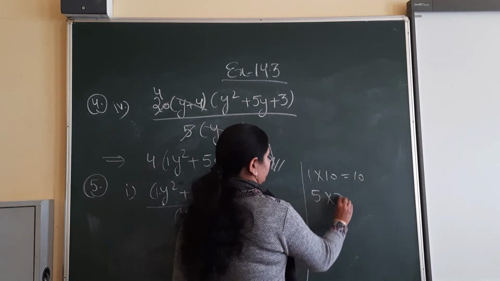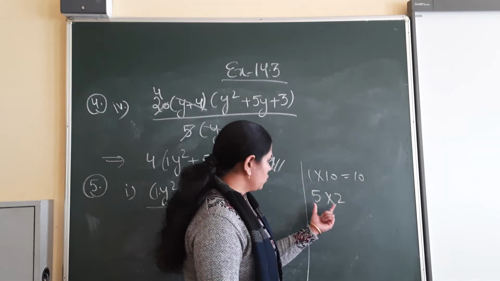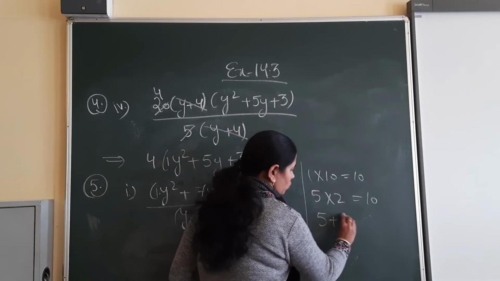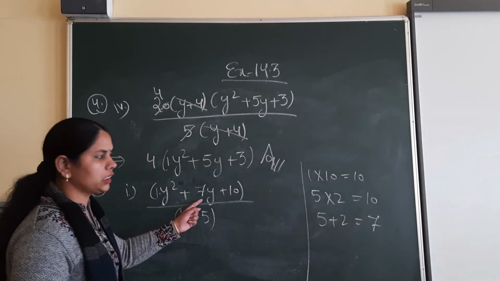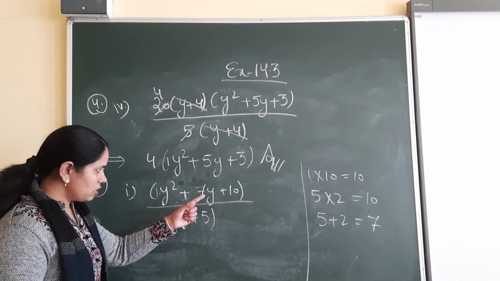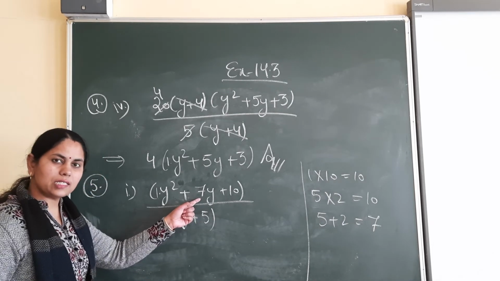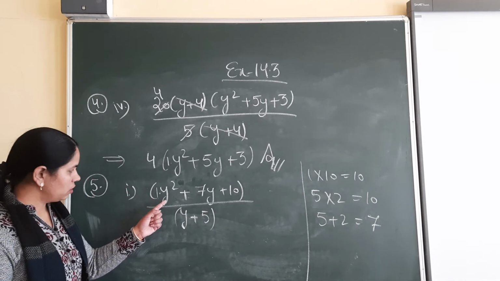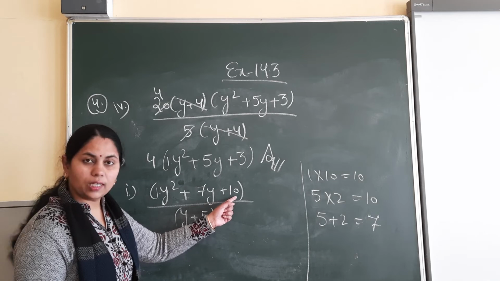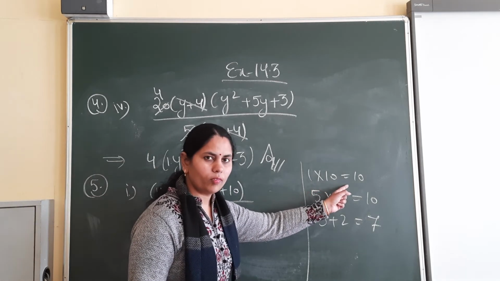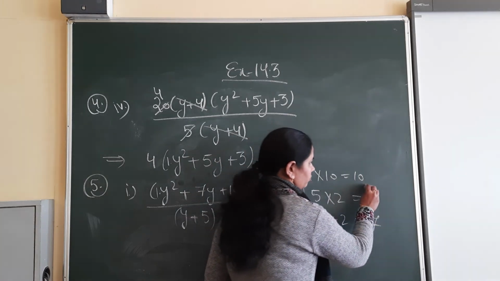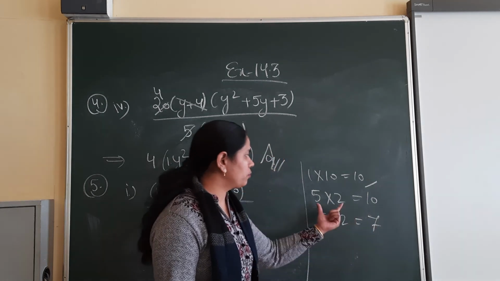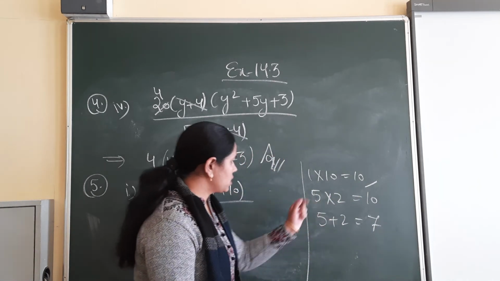So 5 and 2 are both factors of 10. 5 2s are giving us 10. Addition of both, 5 plus 2, is giving 7, that is the second term. So what I told you, this question is the same that we did in the previous exercise, last question, by splitting the middle term. Here check the coefficient of the first term, that is 1, and the last term, that is 10. The product of both is 10. Now we have to find the factors of 10 in such a way that the addition or subtraction will give us the second term and the product will give us the same number. So this is 5 into 2.